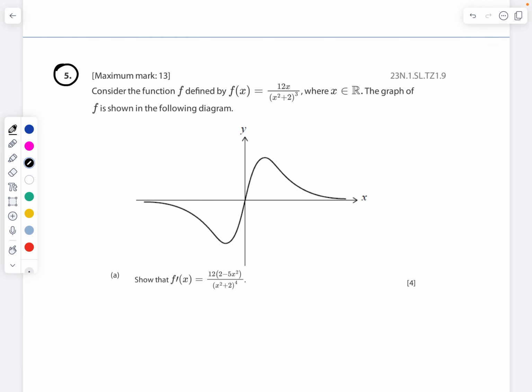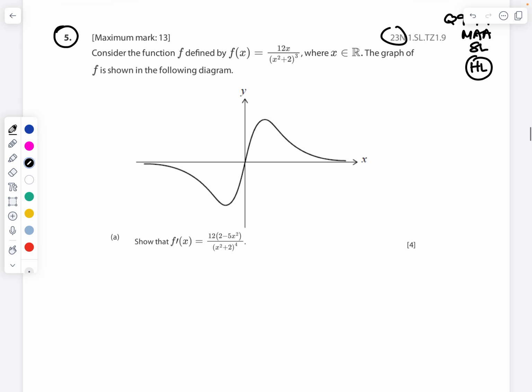Okay, so here we have another question from November 2023. That was question 9 for paper 1 of the Maths AA SL, but that automatically means that it will appear on the HL paper as well, just with different numbering, perhaps as question 3 or question 4 or question 2. Here I'm going to tackle only part A.